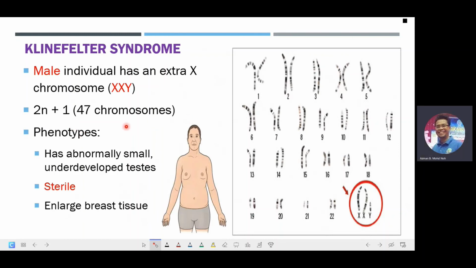And Klinefelter individuals will usually show these phenotypes: they will have abnormally small, underdeveloped testes, and due to the underdeveloped testes, these individuals will be sterile, meaning that they won't be able to produce any sperm, and they will have some feminine secondary characteristics such as enlarged breast tissue.